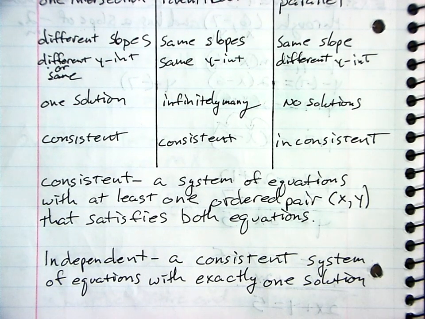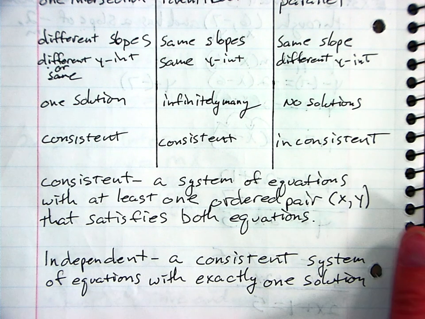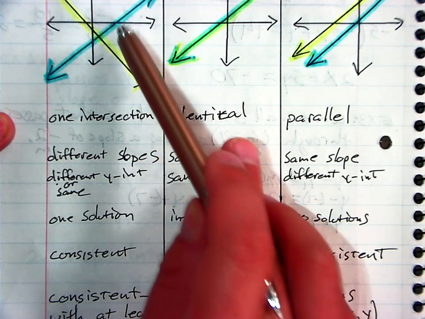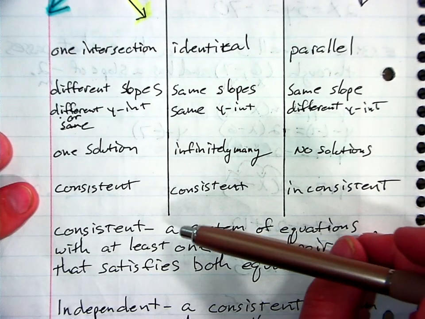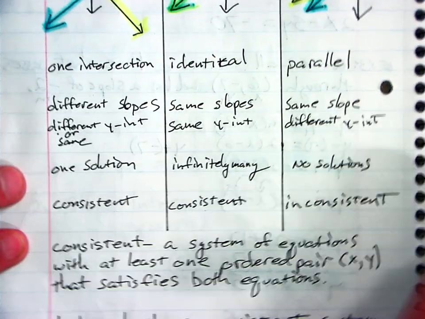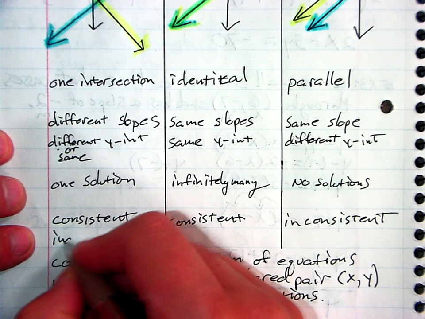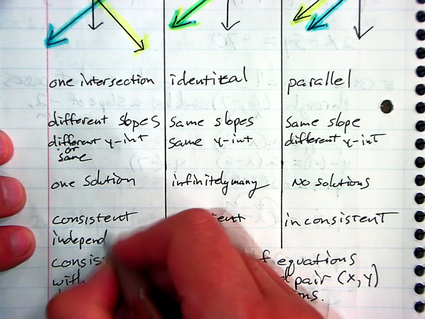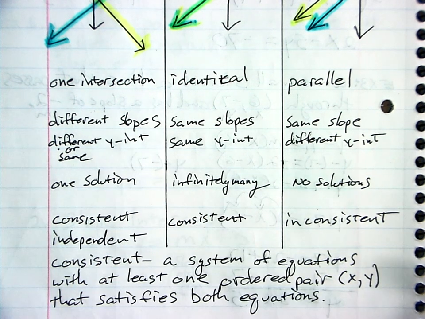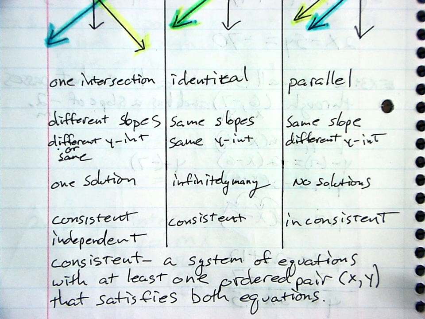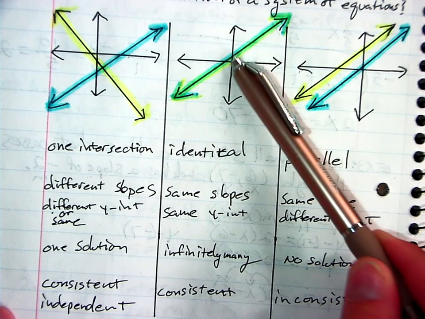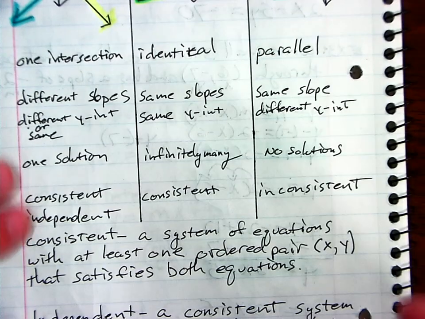And now we need to determine if they're dependent or independent. Remember, independent says a consistent system of equations with exactly one solution. How many solutions are there to this one? 1. So this one is independent. So independent can only have one point that is shared between the 2. Does this one have more than one point that is shared? So this one is dependent.